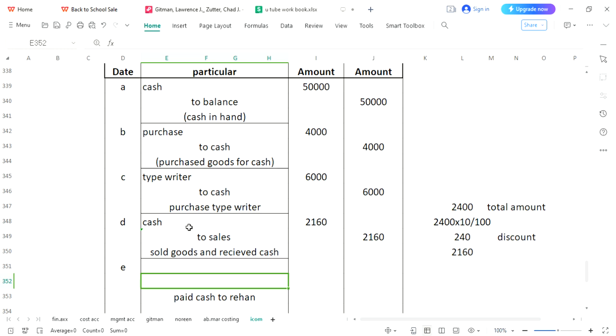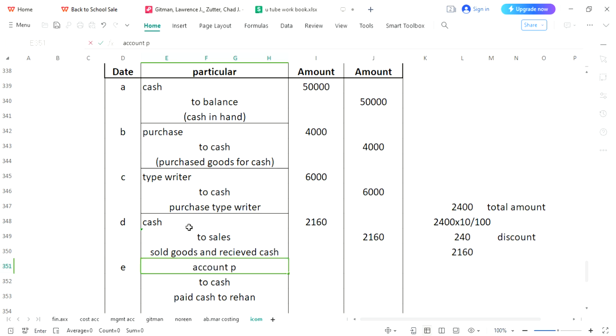Cash is your asset. Asset would be decreased. Decrease in asset should be written on credit side. So you will write cash on credit side. Now, when you are paying cash to Rehan, it means you were liable to pay Rehan. Rehan was your liability. After payment, your liability has been decreased. Decrease in liability should be written on debit side.